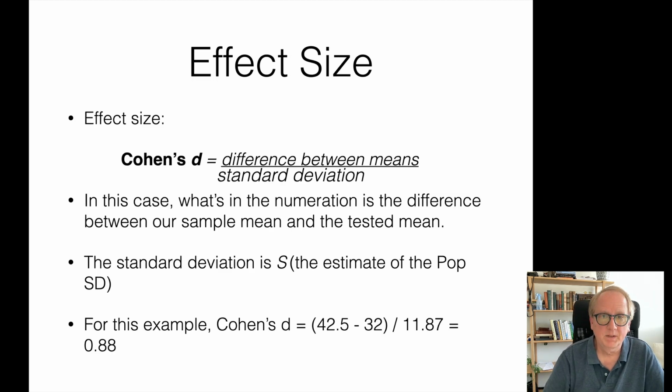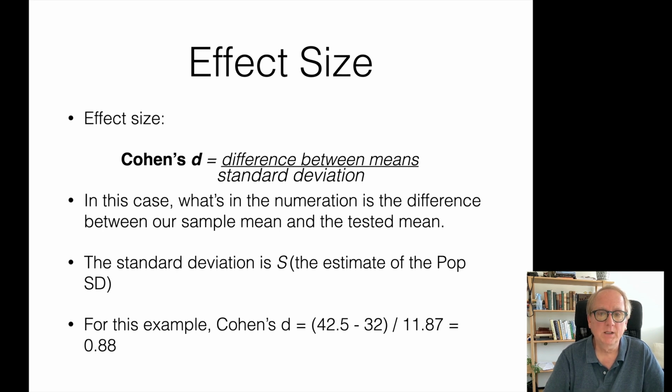Now, another statistic that I introduced last week was this thing called the effect size. And you remember that a very common measure of effect size is Cohen's d. So we can actually compute a Cohen's d for this problem. Cohen's d is defined as, in the numerator, the difference between the means divided by, in the denominator, the standard deviation. So here, the difference between our sample mean and the tested mean, the one that the null hypothesis said, is going to be the thing in the numerator.